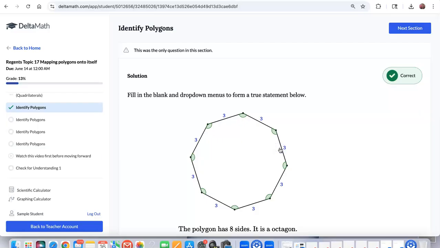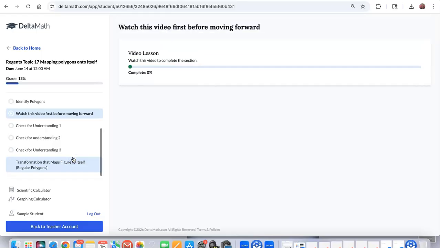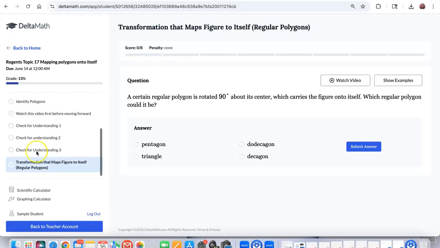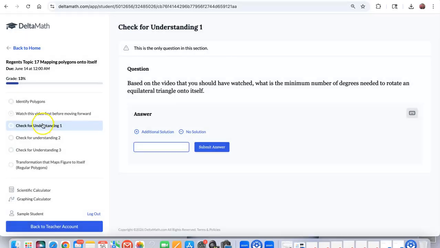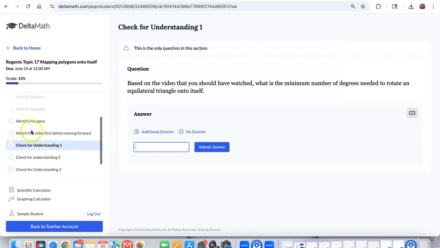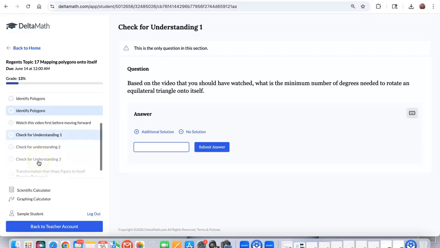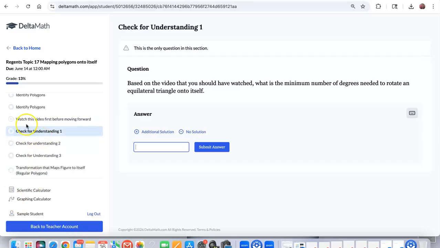So that's what you're going to be doing for the next few questions. And then the next one, I'm going to kind of walk you through that. You're going to move ahead to check for understanding number 1, which says, what is the minimum number of degrees needed to rotate an equilateral triangle onto itself? So I'm going to do another video on that shortly, but that's the next section. So after you do identifying polygons, make sure you watch the video before moving on to check for understanding in number 1. Okay, thank you guys.